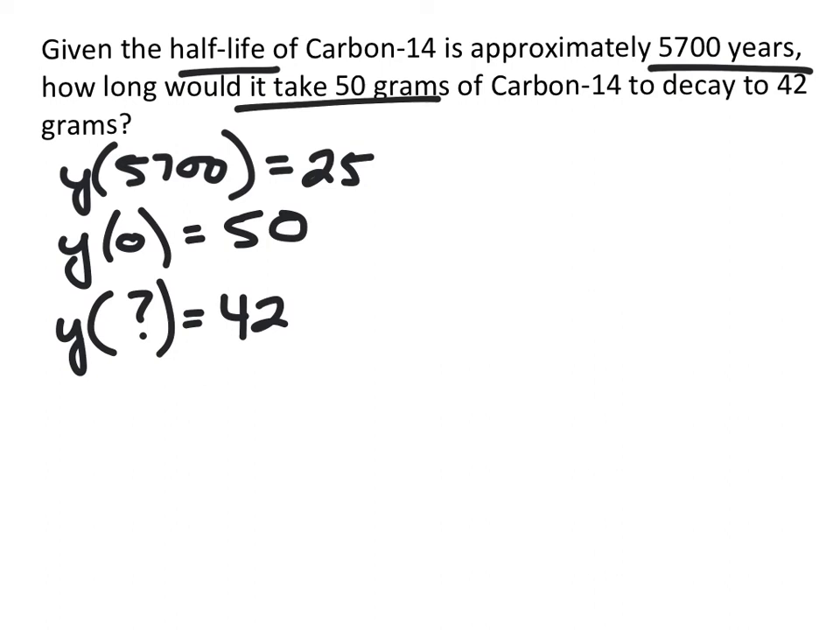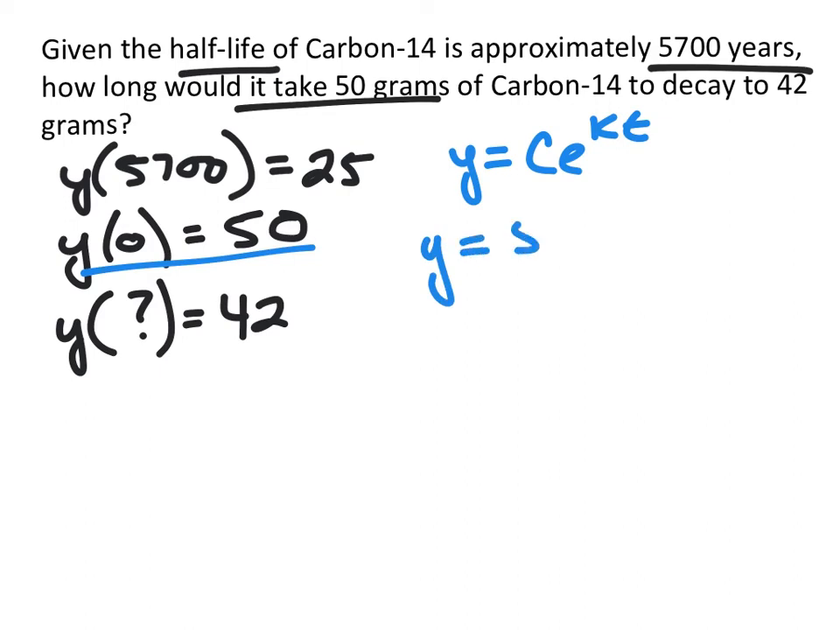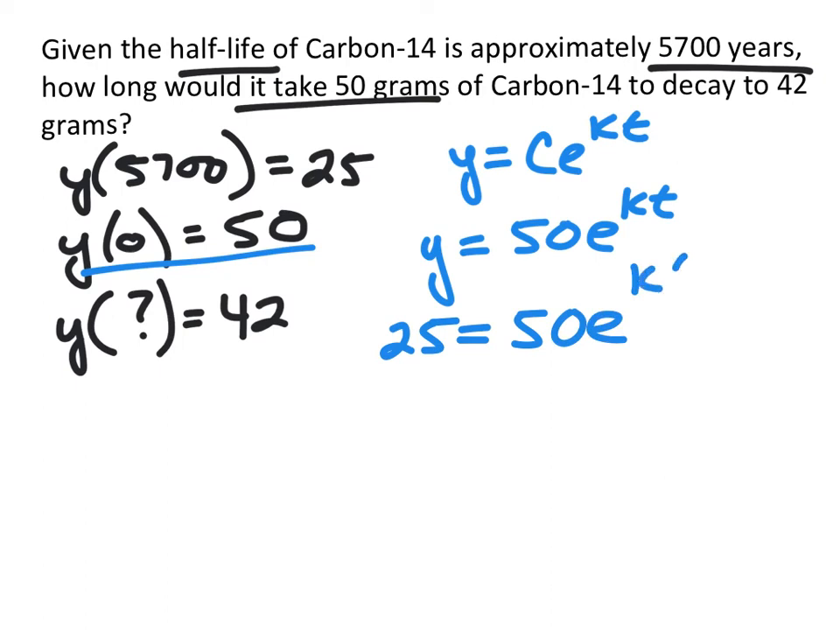Now, still using the same equation, y equals Ce to the kt. Remember, C is the initial amount, and so my initial amount is 50. So C would equal 50. And then I have to find the k value before I can actually find the rest of the problem. So in order to find the k value, I use the second initial condition that they gave us, the 5,700 and the 25. So y is equal to 25 when time is equal to 5,700.